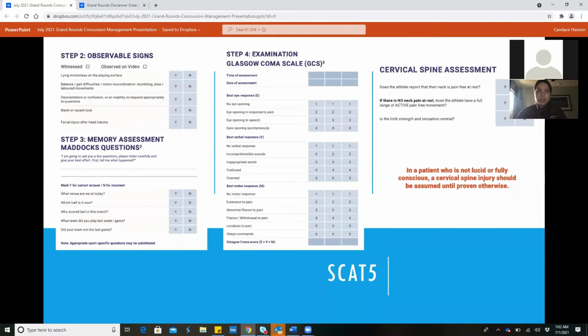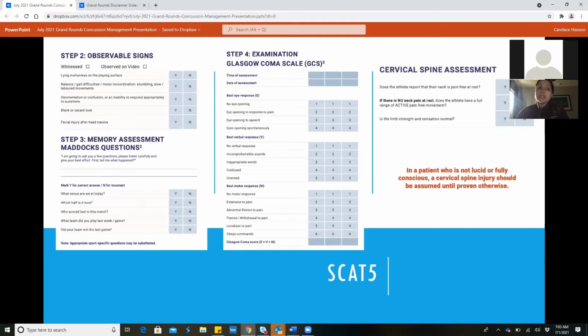Then just documenting observable signs, the Maddocks questions, memory assessment. I know that these are small, but you can pull up a SCAT5 and look at all of the little detail. But it's 5 basic questions that we ask athletes just to get a better idea of where they are in the moment. Like what half is it now? What quarter is it now? Who scored the last? Just making sure that they know what's going on there, looking for retrograde amnesia more than anything.